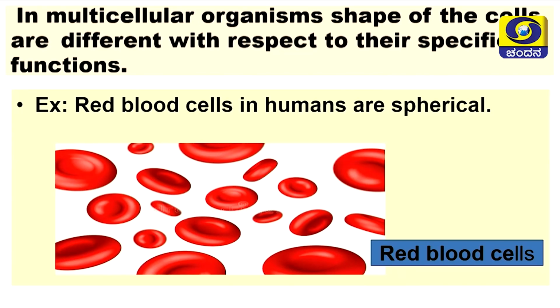Here you can observe the red blood cells present in the human body. These human red blood cells are spherical or circular in nature. Why are human blood cells spherical? Because of their spherical nature, the blood cells easily move across the blood vessels inside the body.